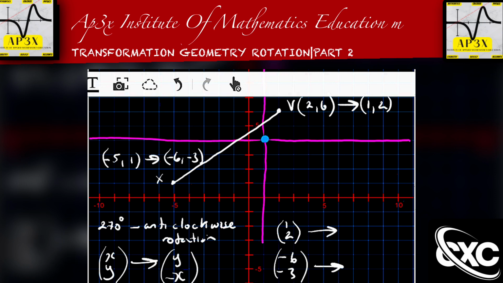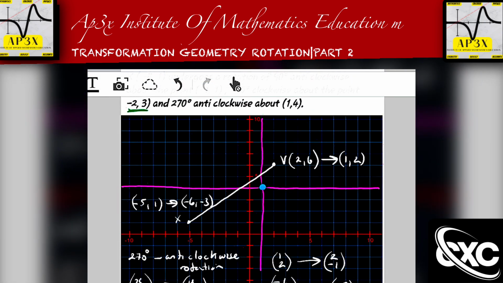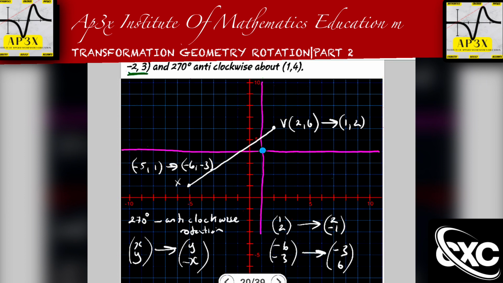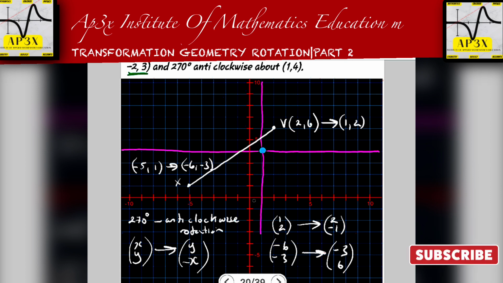So that's going to go through the change that we have on the left here. It's going to flip and change the signs of the X. So 1, 2 is going to flip, and 2 is going to remain positive, but 1 is going to go down and change to negative. And then of course -3 is going to go up, and -6 is going to go down and change here. So according to the rotation of 270 degrees about the point 1, 4 will produce the new points 2, -1 and -3, 6.